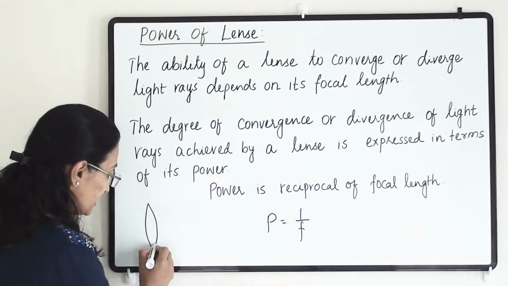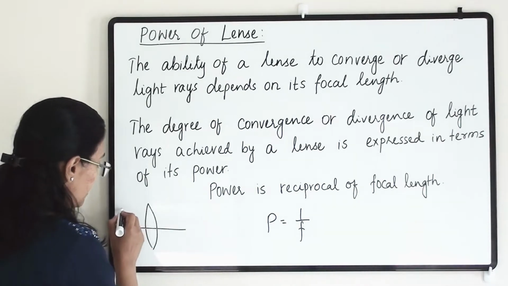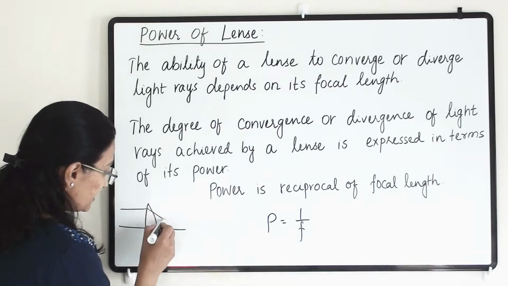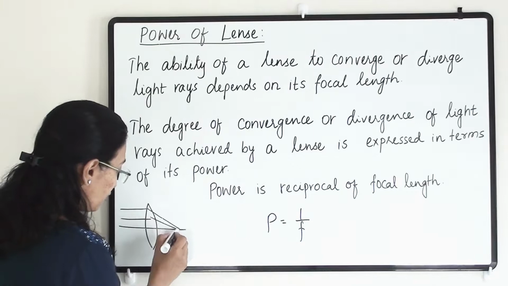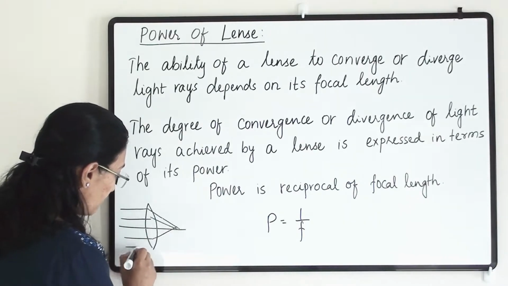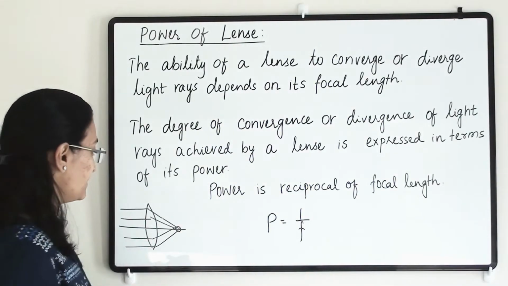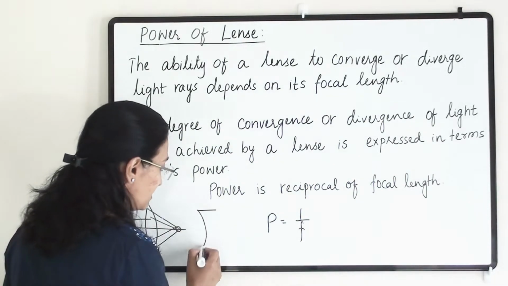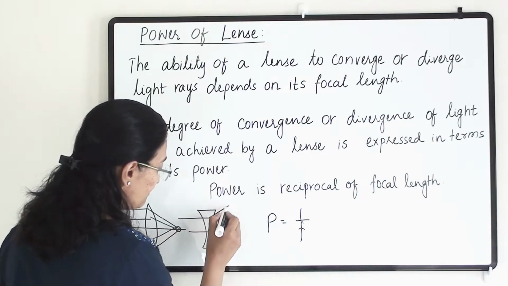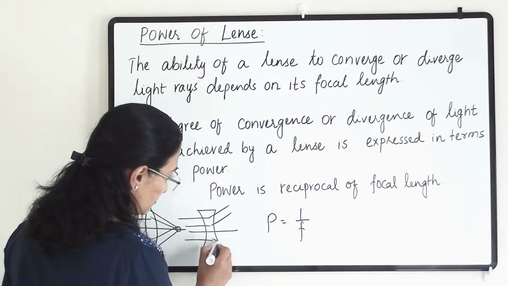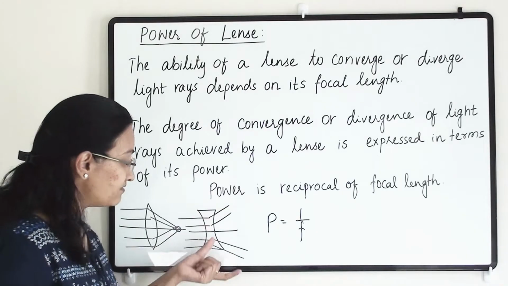That we have already learned. When this is a convex lens and parallel rays fall on it, it will converge the light rays. All the light rays that fall on it will converge and all the rays will meet at one point. That will be the focus point. Now divergence means when we are using a concave lens, all the rays will diverge away like this. All parallel rays falling on the concave lens will diverge away.